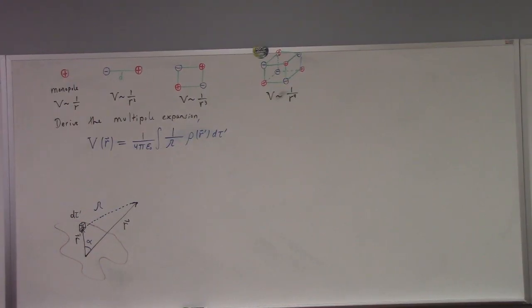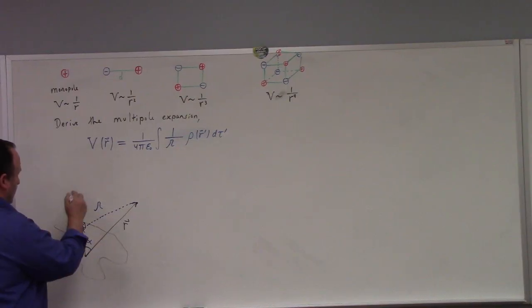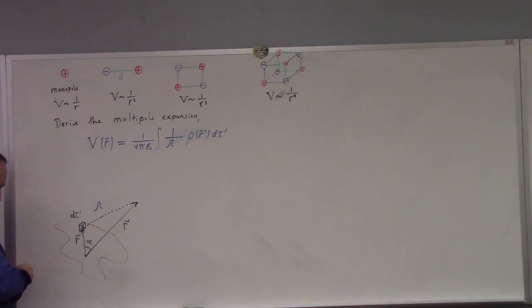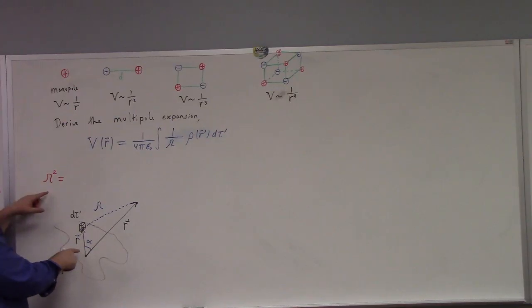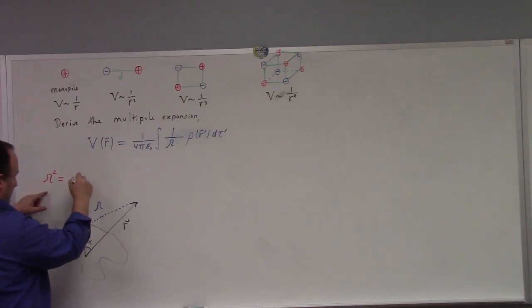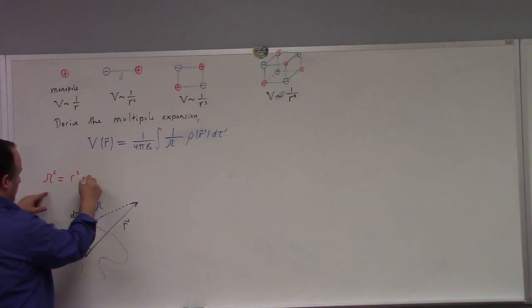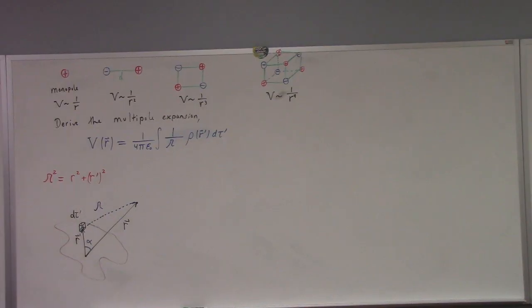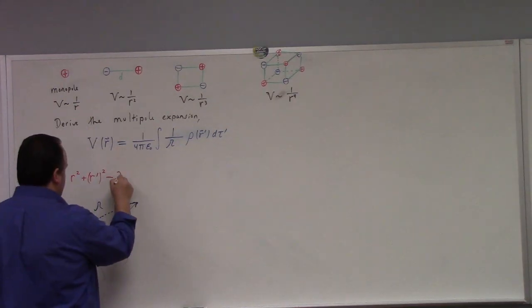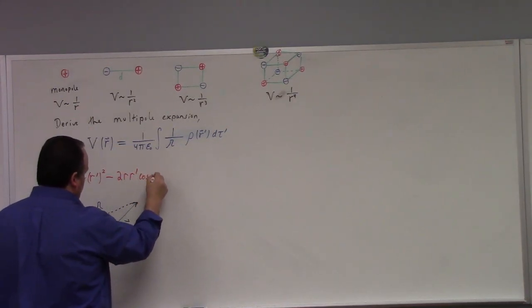And what I want to do is look at that triangle. So you guys tell me how this works. We've got script r squared equals what? It's equal to r squared plus r prime squared, right? Minus 2 r prime cosine alpha.